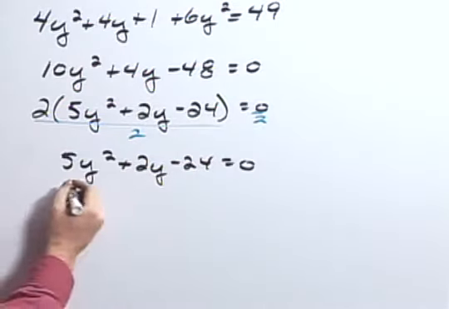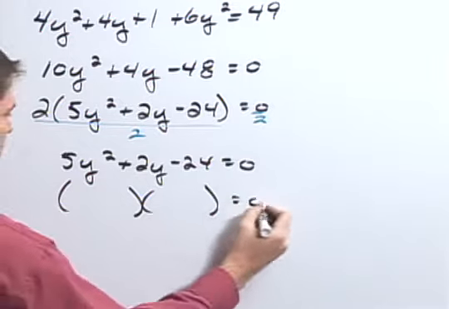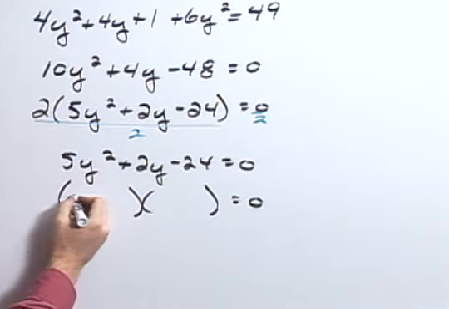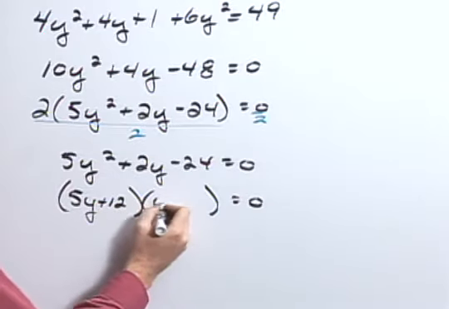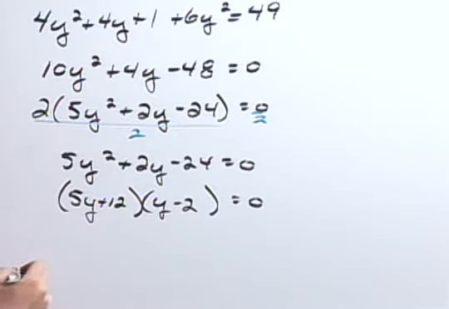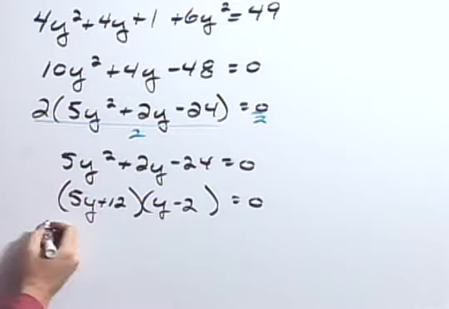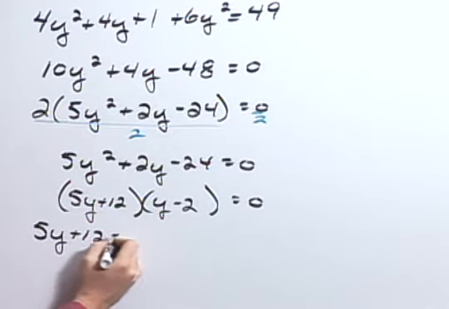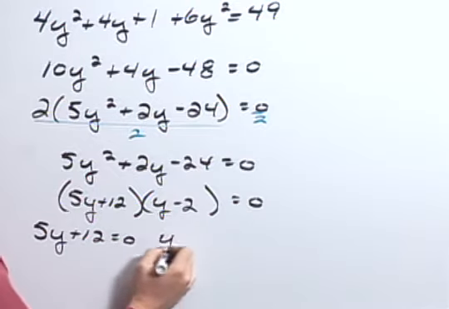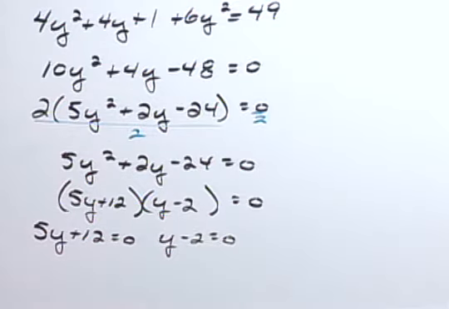And this I can factor. This will factor to (5y plus 12) times (y minus 2). Setting each of these pieces equal to 0 gives me 5y plus 12 equals 0, or y minus 2 equals 0.